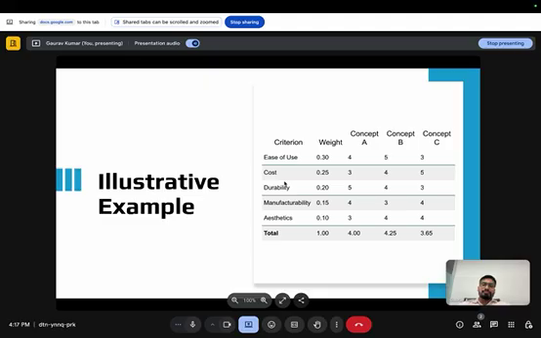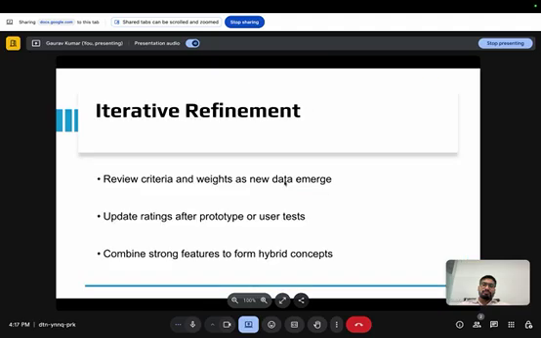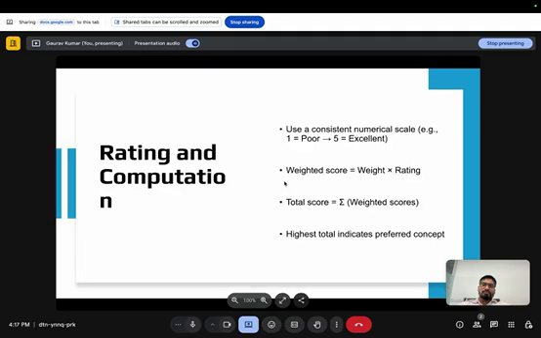Now the next one is rating computations. Okay, so the computation stage converts qualitative evaluations into quantitative outcomes.